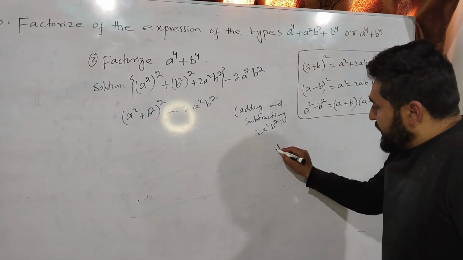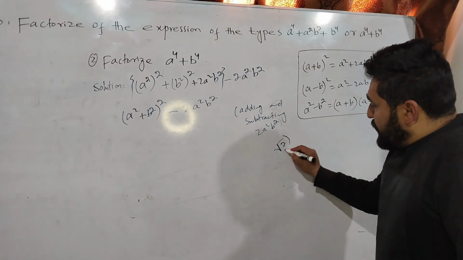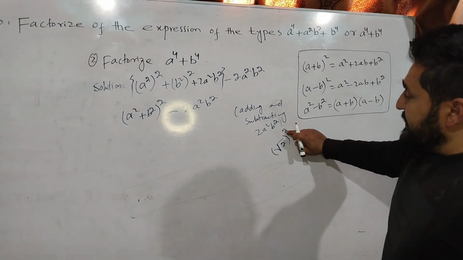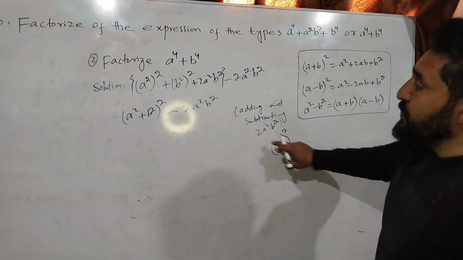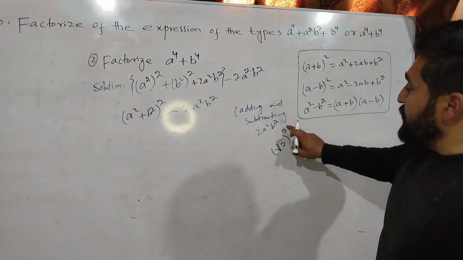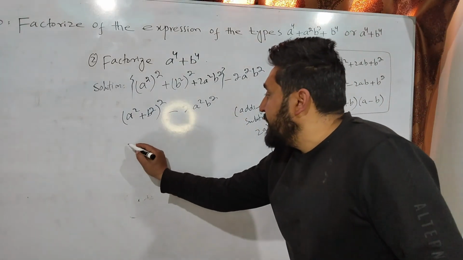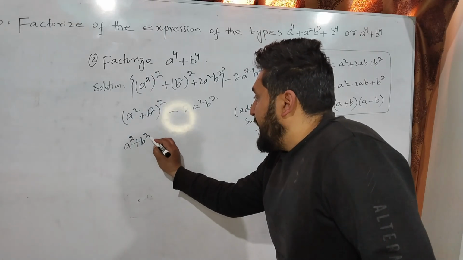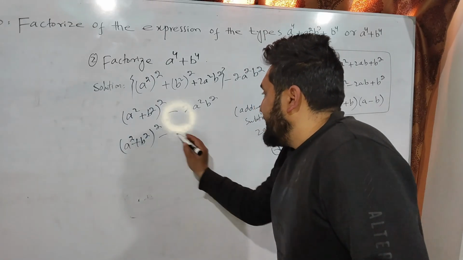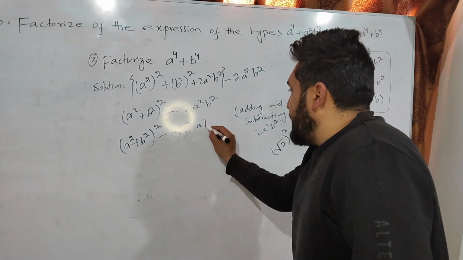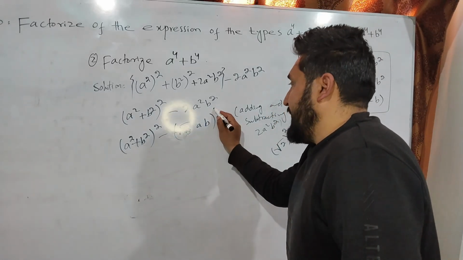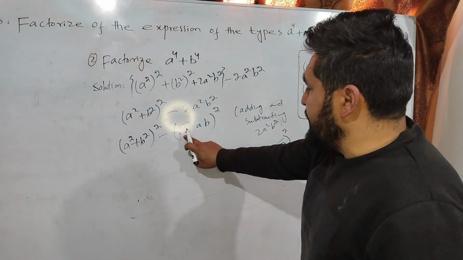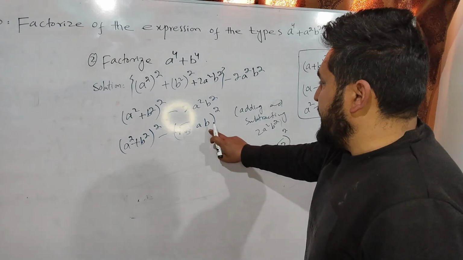If I use under root 2 whole square, it means that root and 2 are cancelled to each other, our result is 2. We use this as under root 2 whole square. So here (a square plus b square) whole square minus (under root 2 a b) whole square. It is clear? If we square this under root 2, that is 2 a square b square.